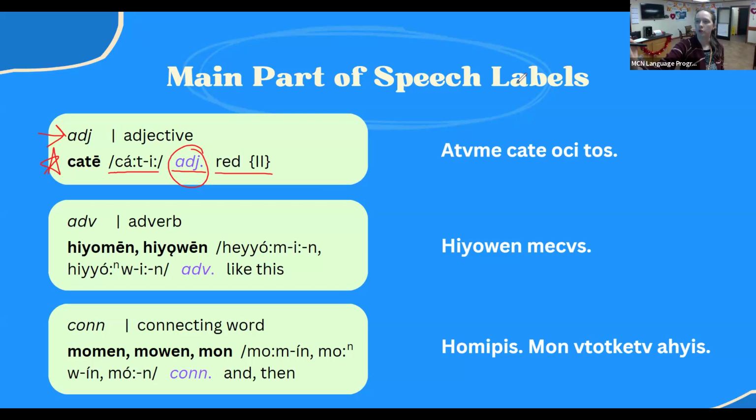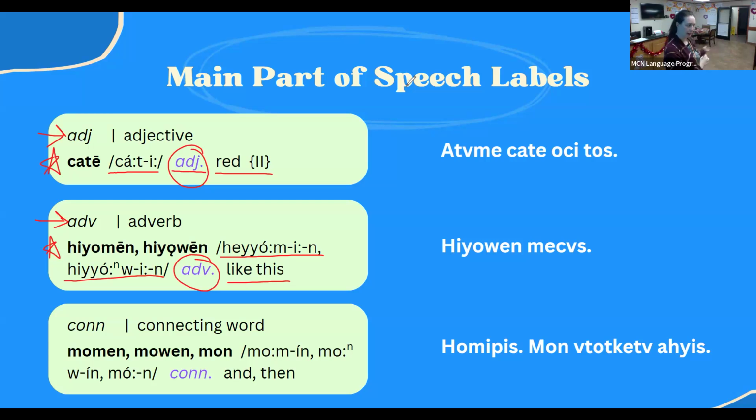Adverbs are used by ADV, adverb. So your example for that is the word heyomin, or I use the second one, heyomin. So heyomin is the other one. So then there's your pronunciation guide, and there's two because there's two entries, right? The two different dialectal versions. Then it's your part of speech in purple, ADV. And it means like this, to do something like this.